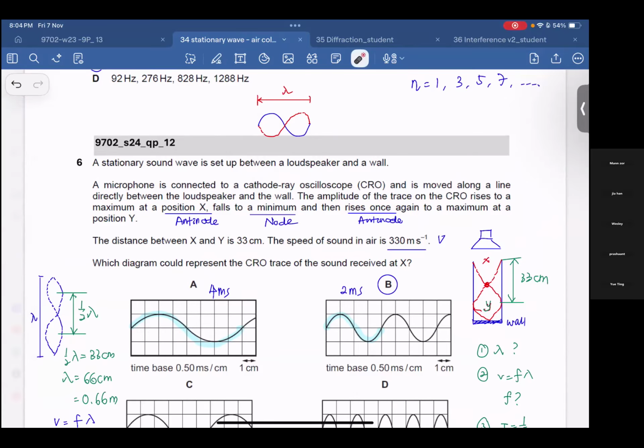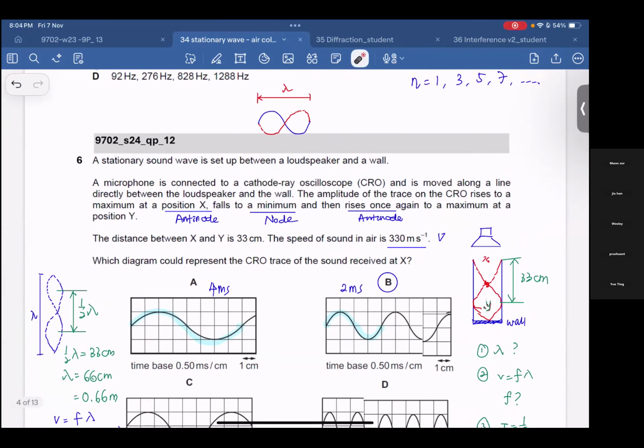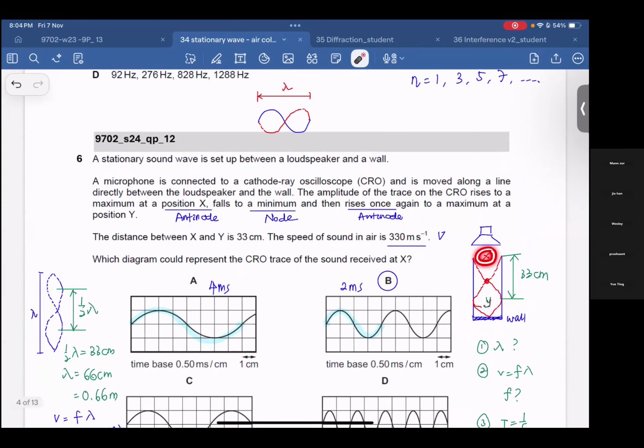So in this question, they say that the loudspeaker, okay, is a maximum at X. The CRO showing that maximum is at X position. X maximum, that means this is anti-node. So my X is starting from anti-node X at here. Then goes to minimum, that is node. Node, then anti-node again. Then rise to the maximum at position Y. So this is position Y.